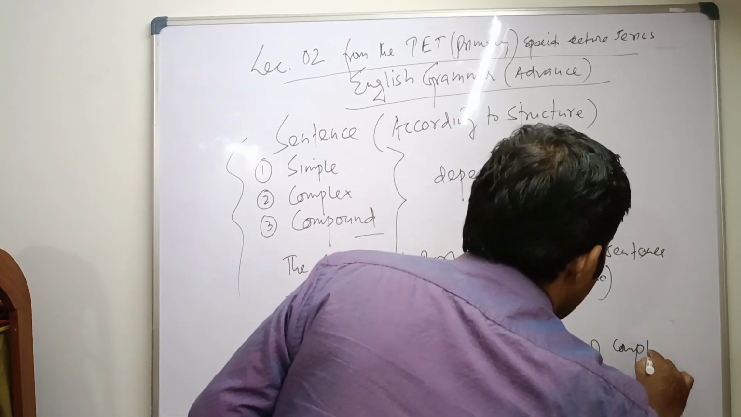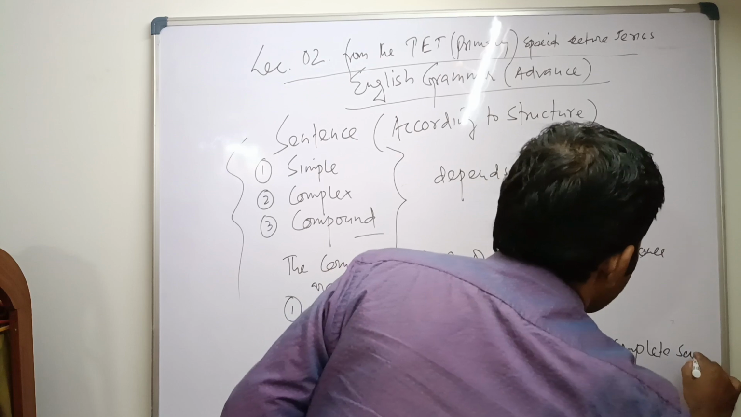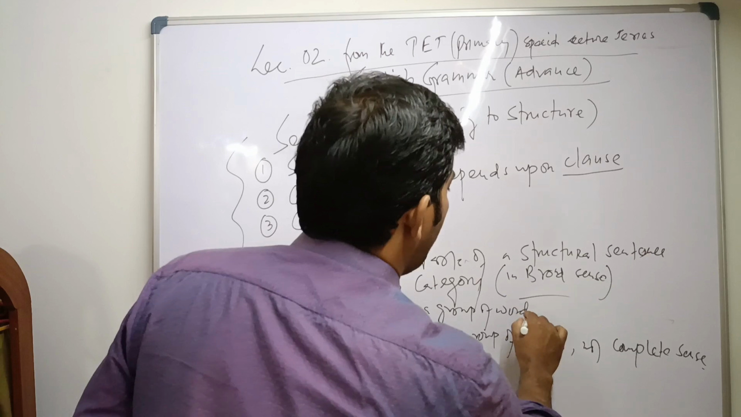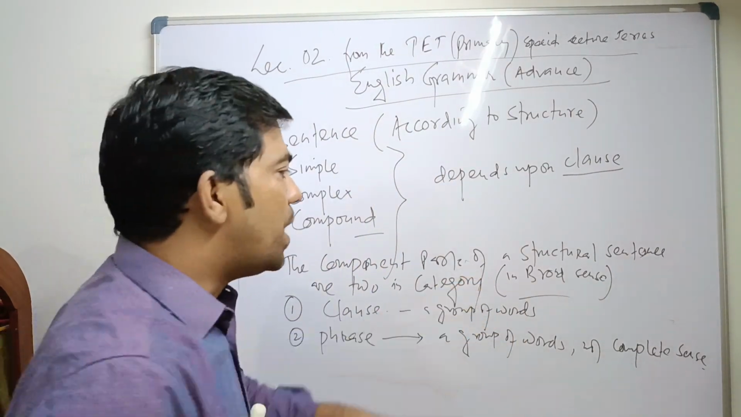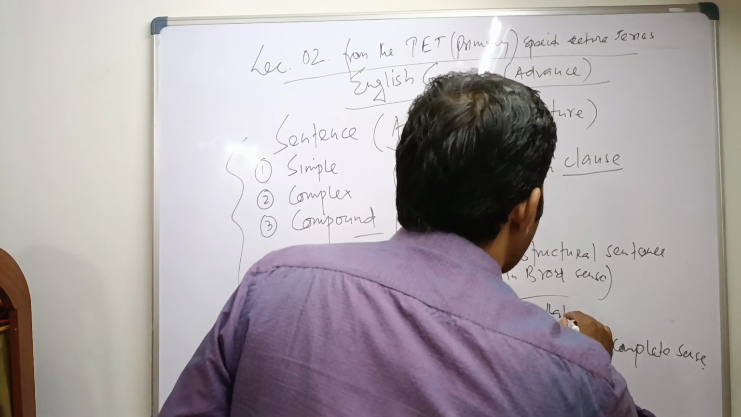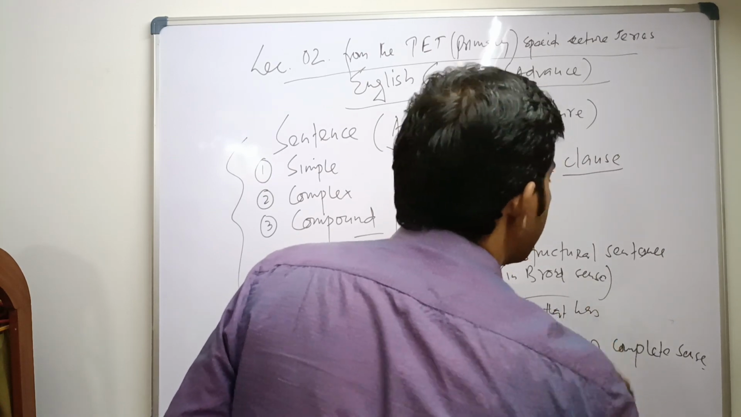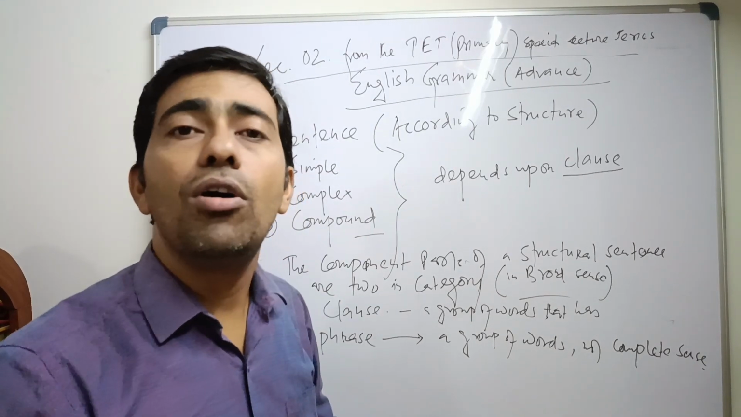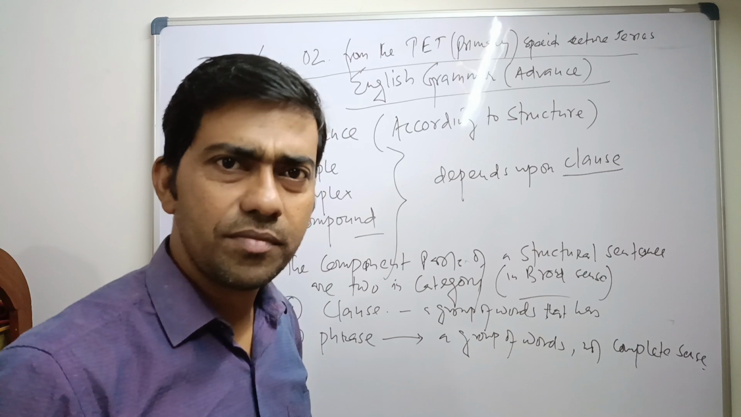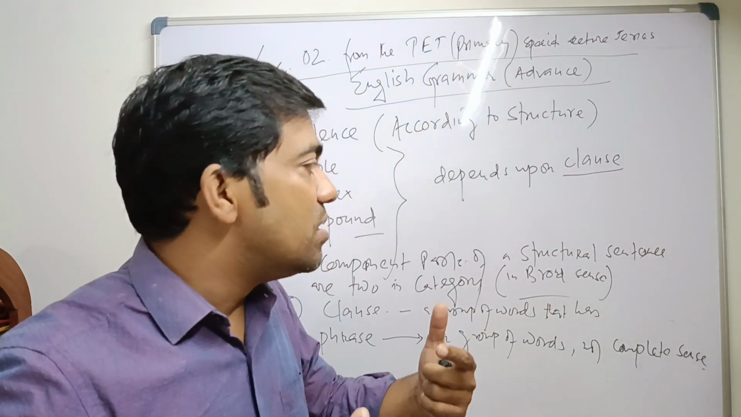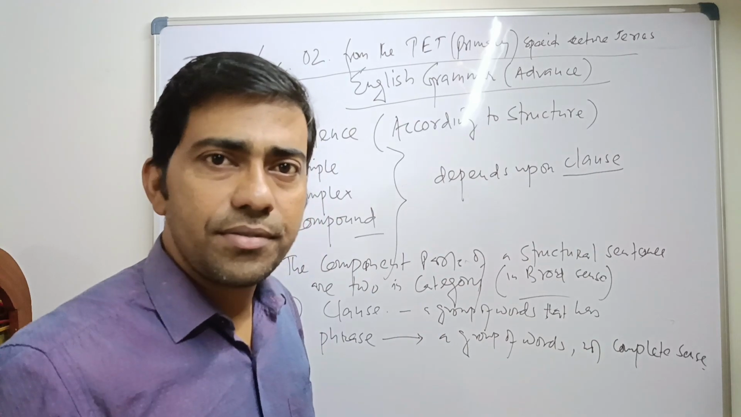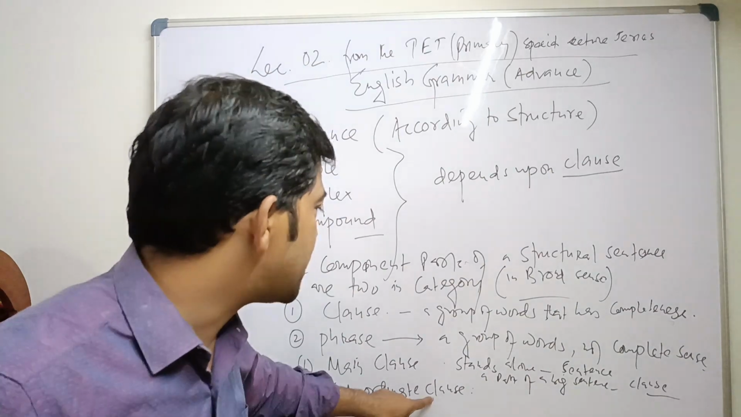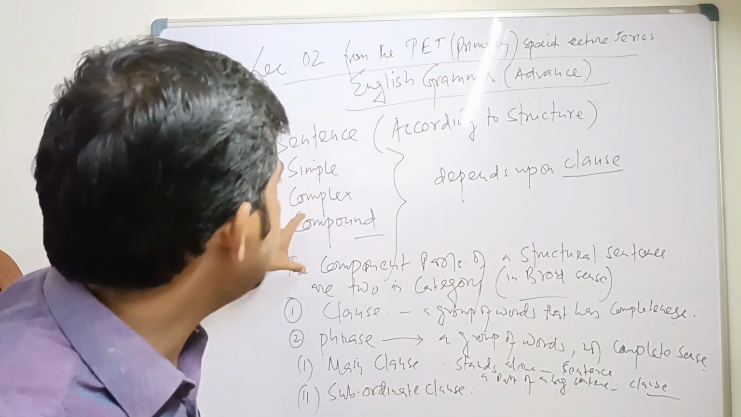Not complete sense. Clause is a group of words that has a finite verb or non-finite verb, and that has completeness in its sense.